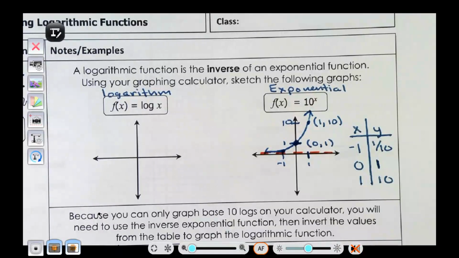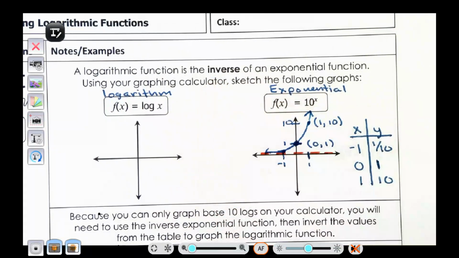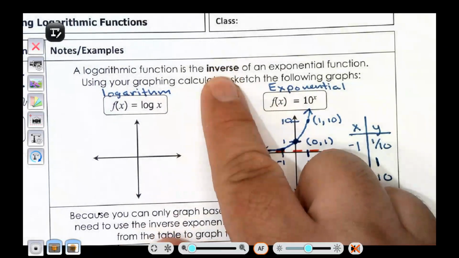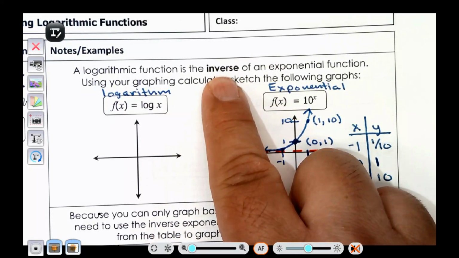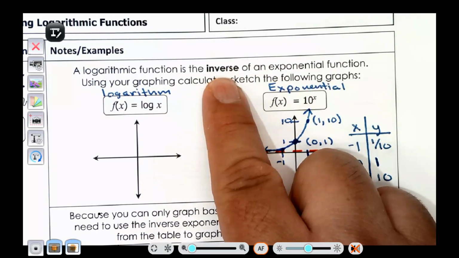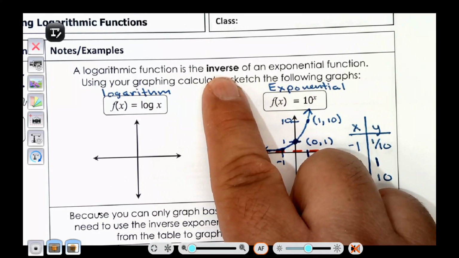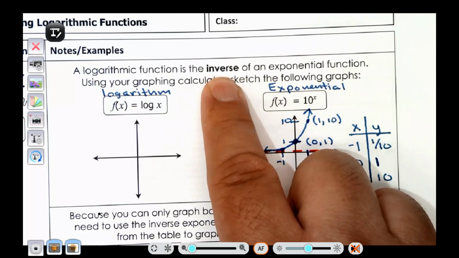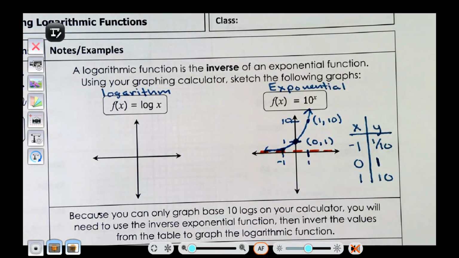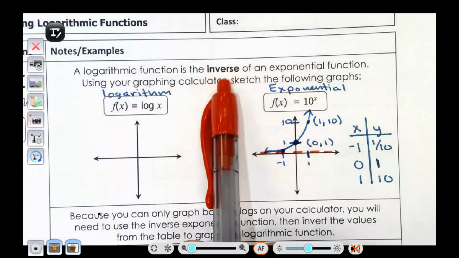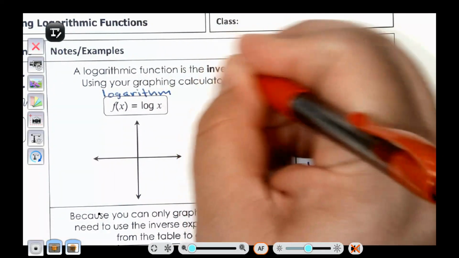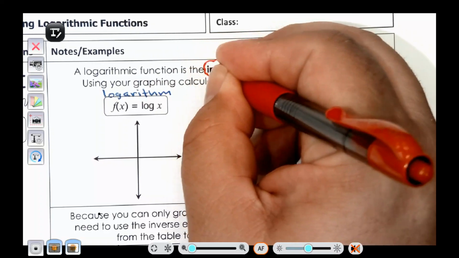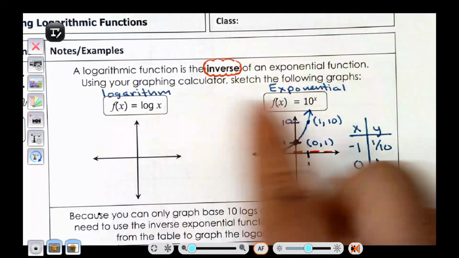Now, this idea of inverse. Remember, an inverse is something that undoes a function. So for instance, if I say, what's the inverse of adding? Well, subtraction, because that's how you get rid of adding. What's the inverse of division? Well, that's multiplication. That's how we get rid of it. And so what we're going to be learning today is when it comes to inverses, remember, this is the idea where a log and an exponential kind of cancel each other out.